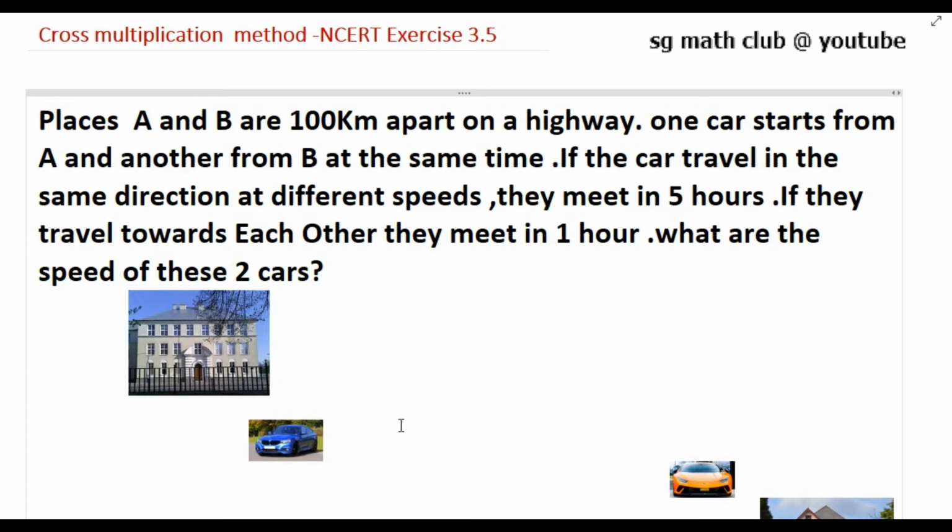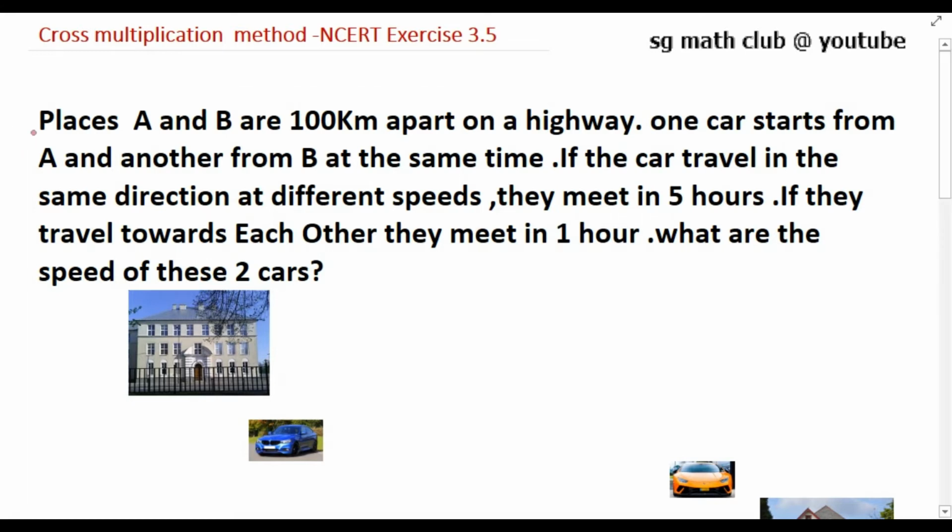We have already seen how to solve the pair of linear equations by cross multiplication method. In today's video, we will frame the linear equations and then solve them by cross multiplication method. So the first question goes like this.